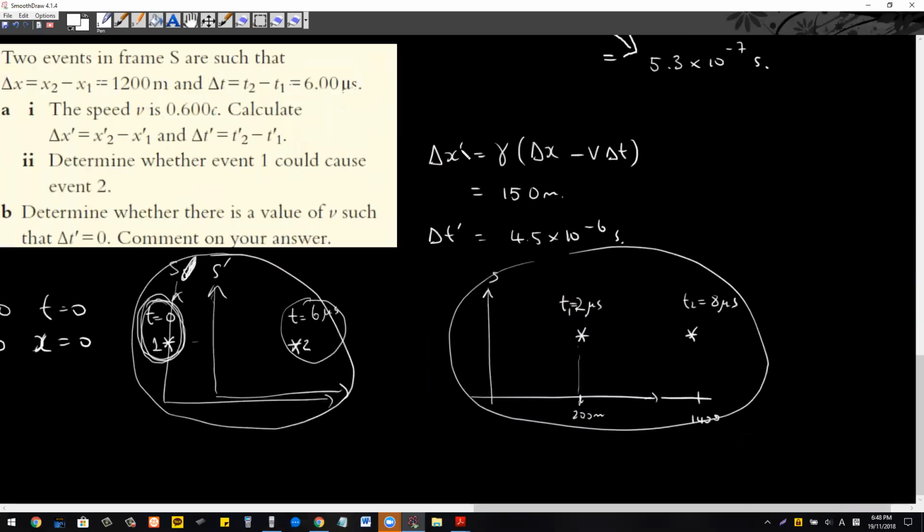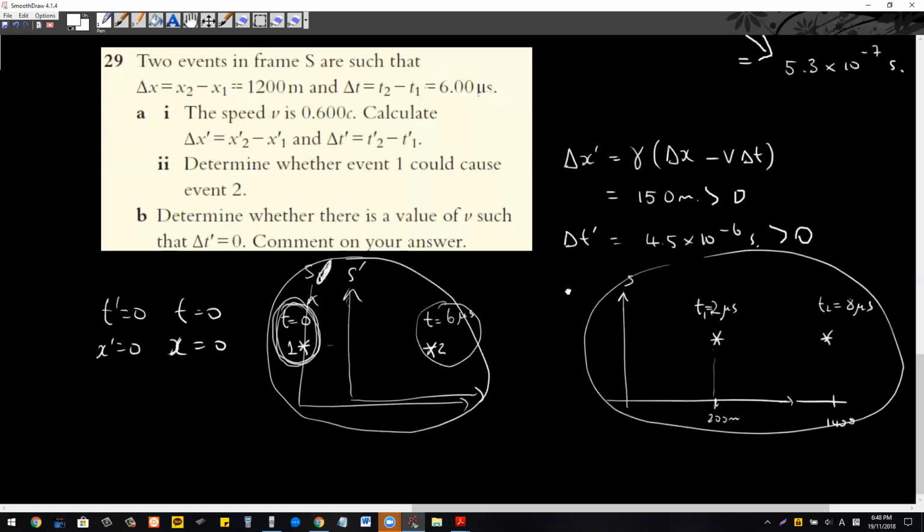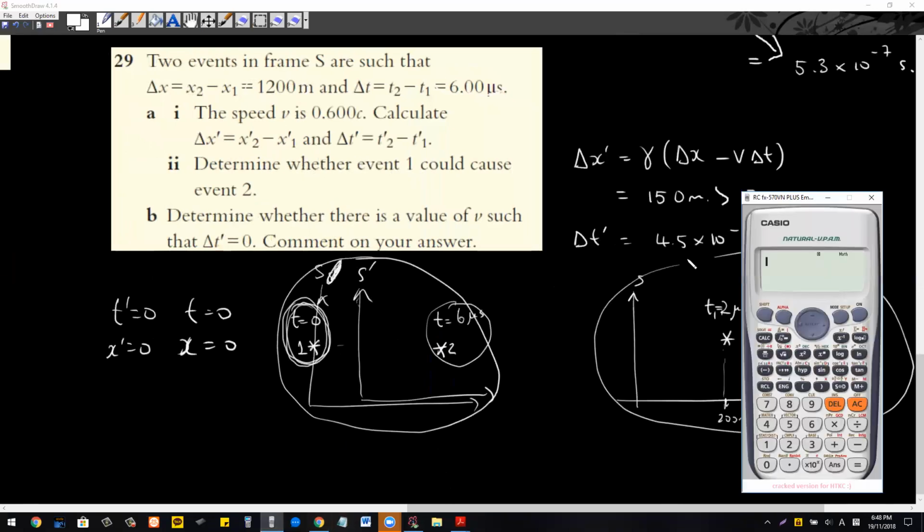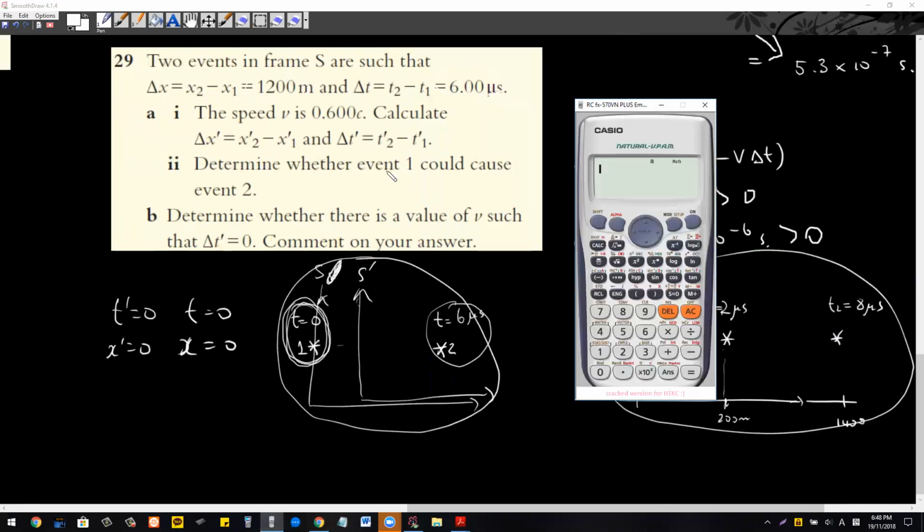Yes. For the x dash frame here as well, this was positive, right? Yes. This is positive as well. That means event 1 happened first, and then event 2 happened later. Both of them agree that 1 happened first, and then 2 happened later. We are asking now this question: could event 1 cause event 2?